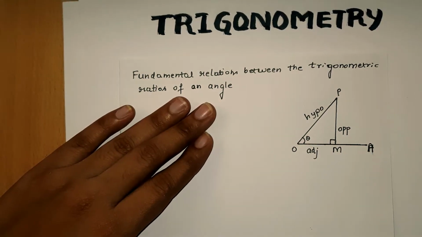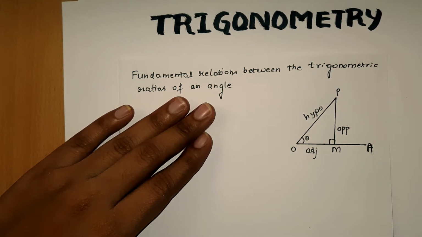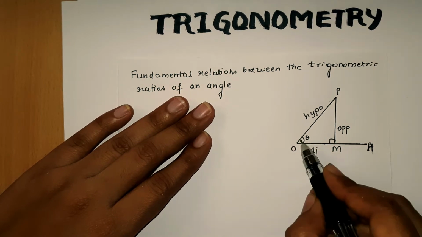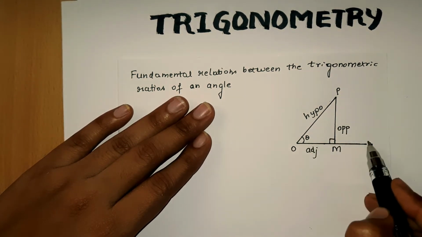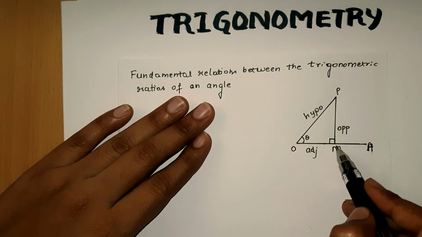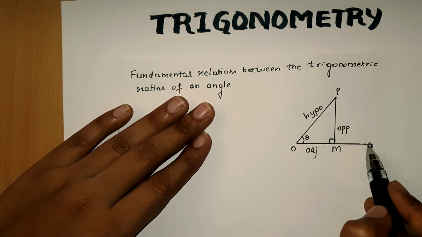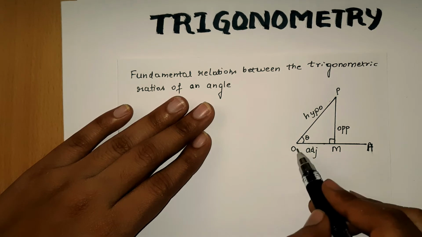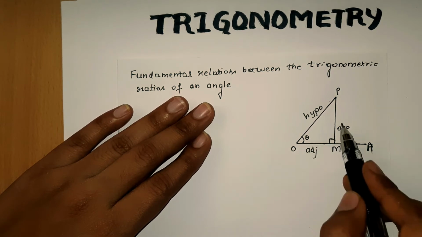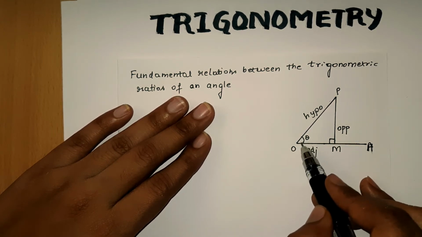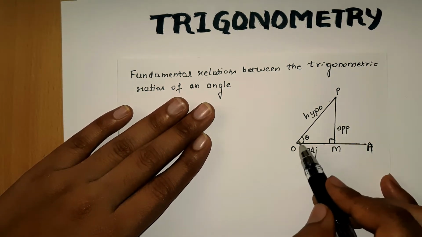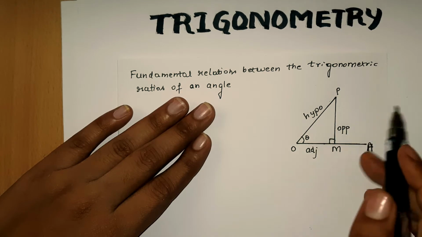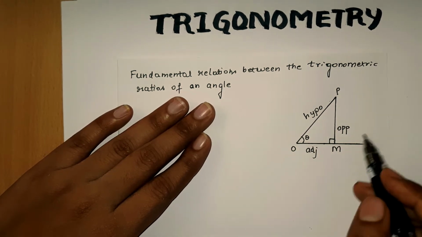So the fundamental relationships between the trigonometric ratios of an angle. Now consider the fixed line OA and the revolving line OP, which is forming an angle theta with the fixed line OA. Now I'm going to draw a perpendicular PM to the fixed line OA. So OM is the adjacent side to this angle theta, and PM is the opposite side to this angle theta, whereas OP is the hypotenuse.